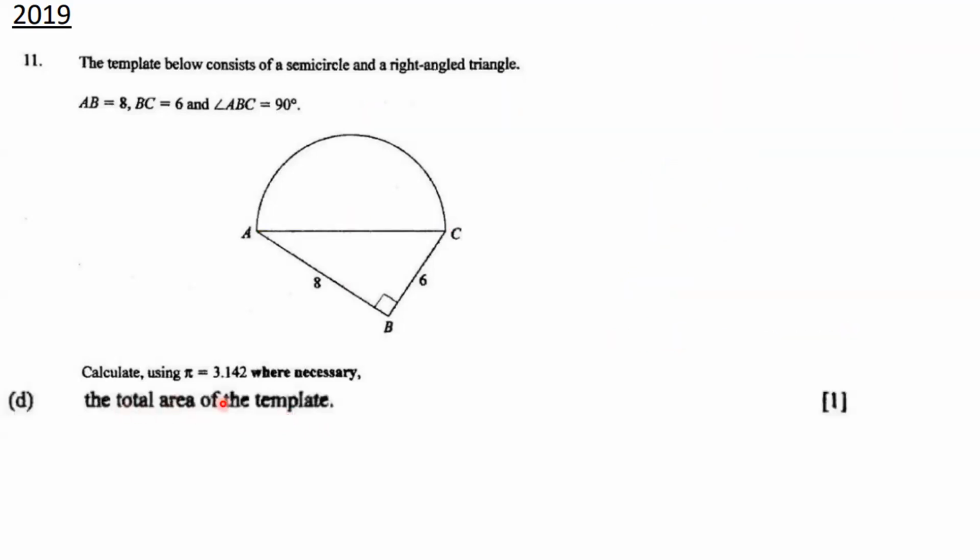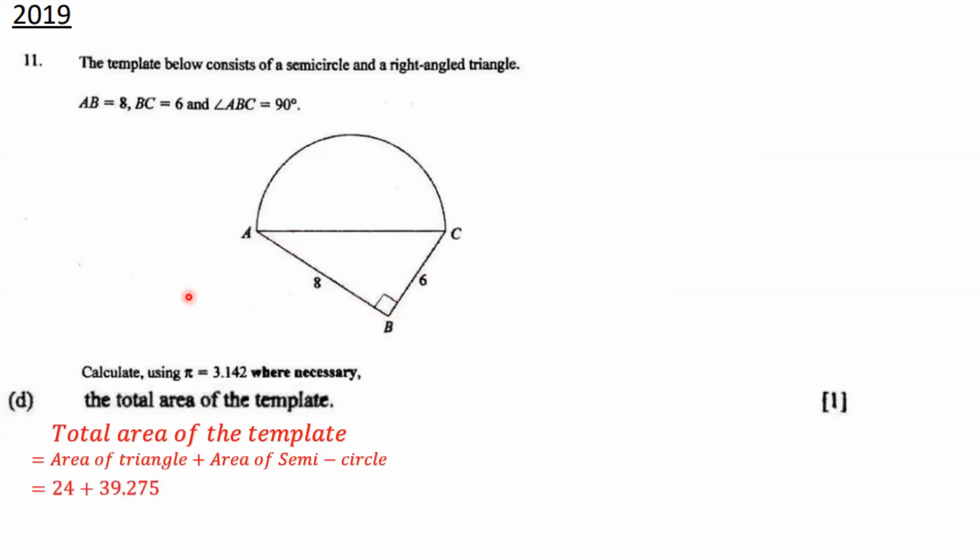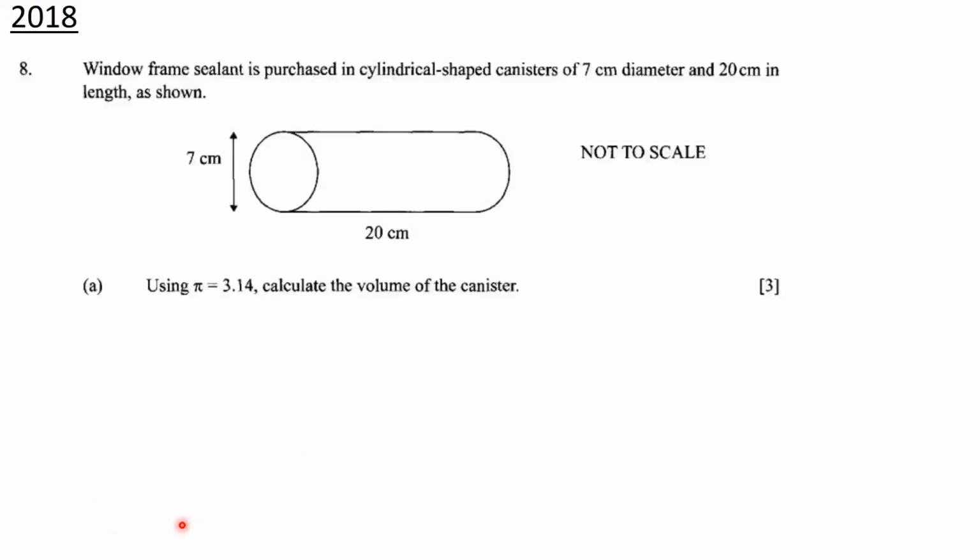Now they want the total area of the template. All we need to do is add the area of the semicircle plus the area of this triangle. When we add them, we get the total area. So the area of the triangle is going to be 24, which we saw earlier. The area of the semicircle is 39.275. When we add them, we get 63.275 units squared. Okay, let's move on to the next question here.